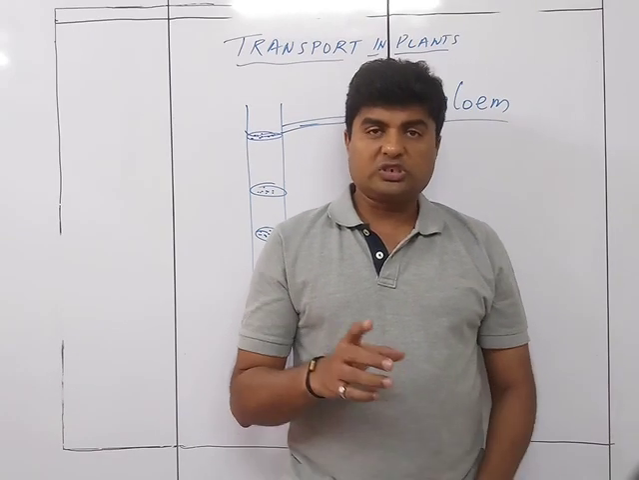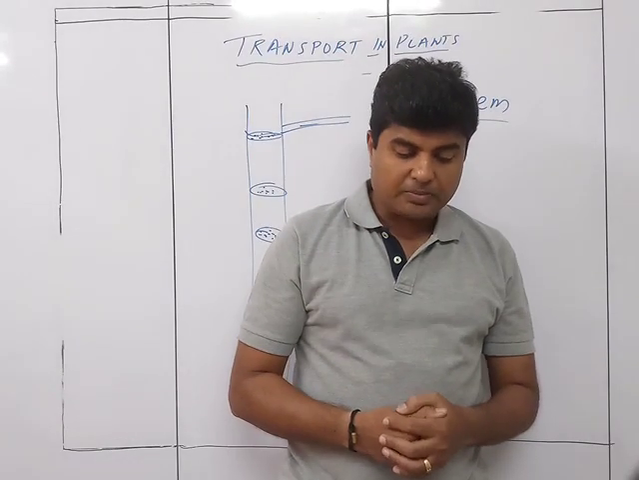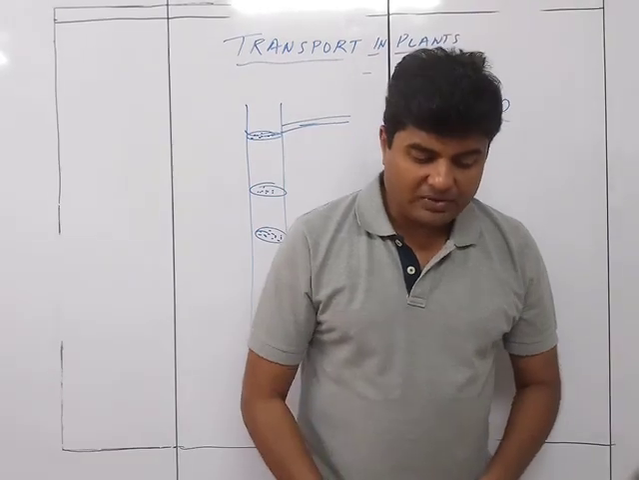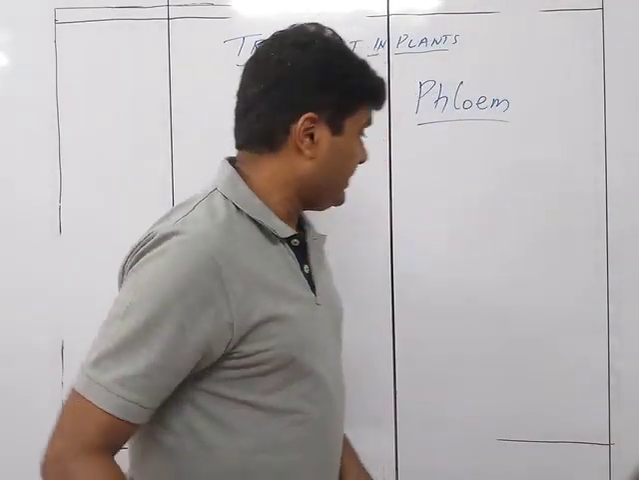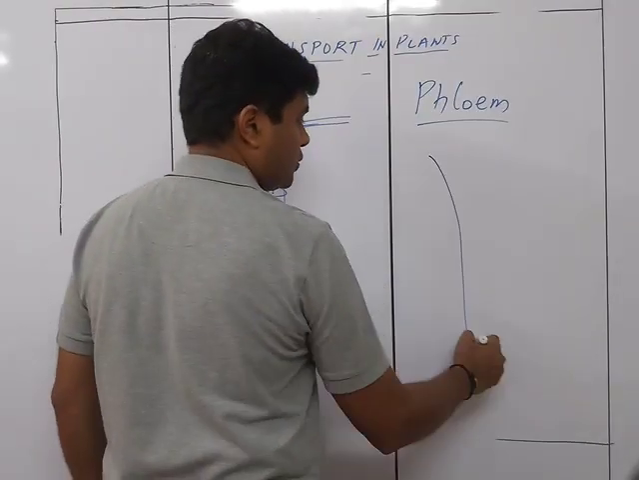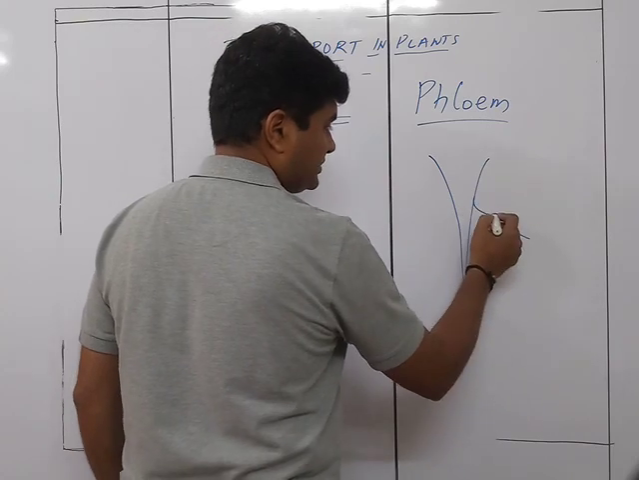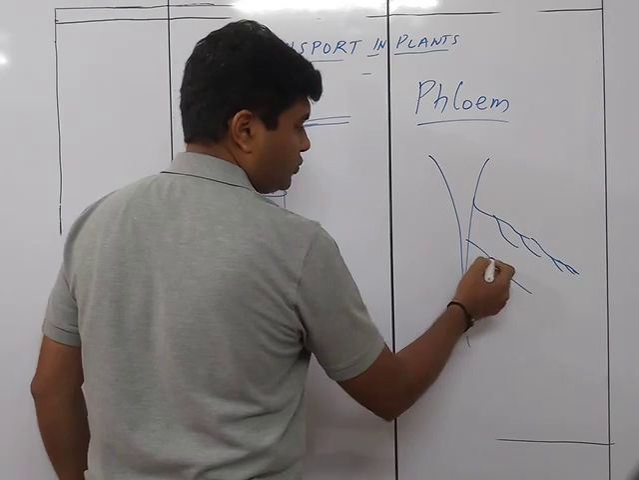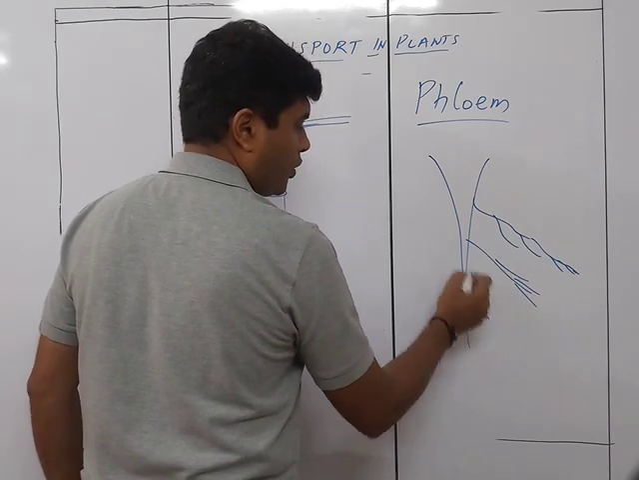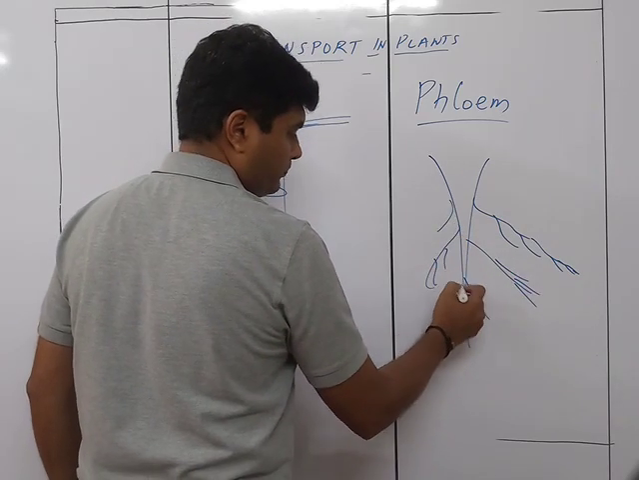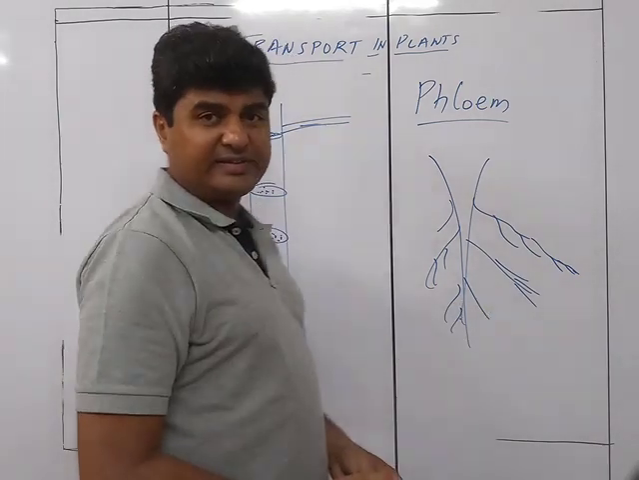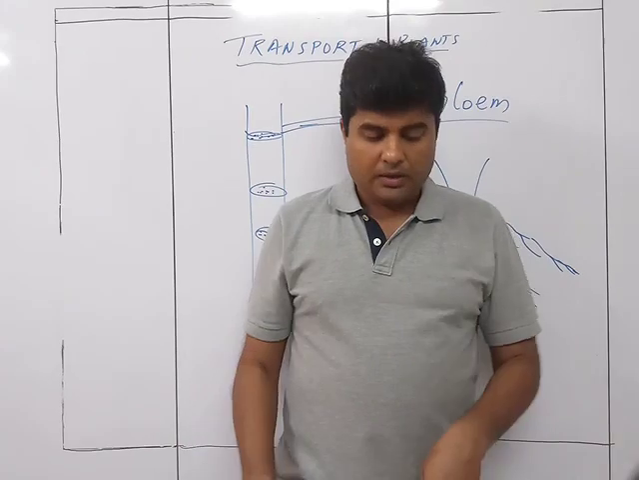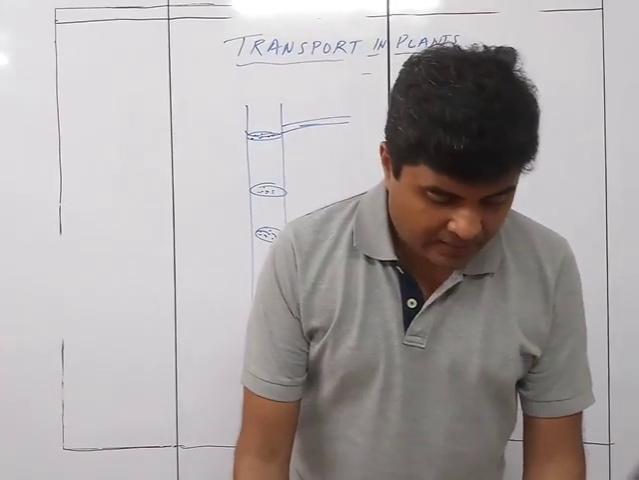So the root system of the plant consists of the main root, which gives out lateral branches. It will be like this: there will be a main root over here, and then there will be lateral branches, and there will be sub branches and the rootlets. So that's why it is always in the form of high surface area. The surface area will be extremely high because it is in parts.